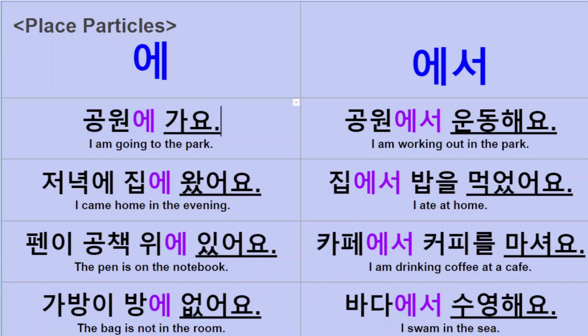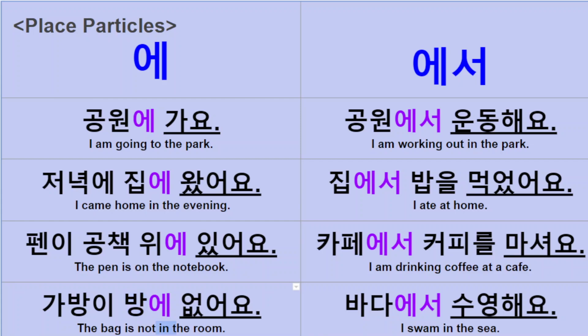So next one, 저녁에 집에 왔어요. So 집에 왔어요. I came home. In English, you don't put "to" here, but it's like I came to my house, right? So 집에 왔어요. And 펜이 공책 위에 있어요. So with the verb 있어요, we also need to put the place particle 에 after the location. And the opposite, 없어요, also needs the same particle. So 가방이 방에 있어요, in the room.